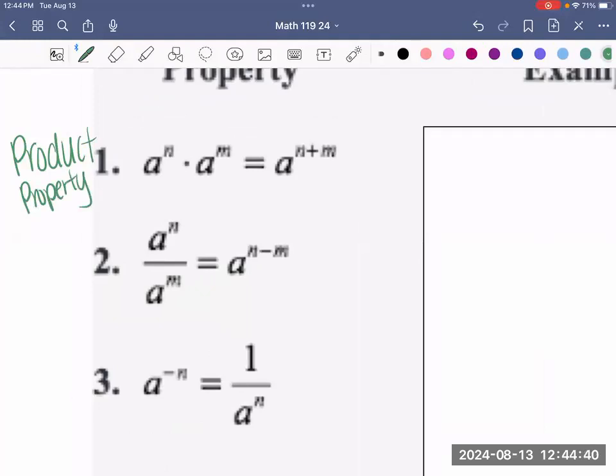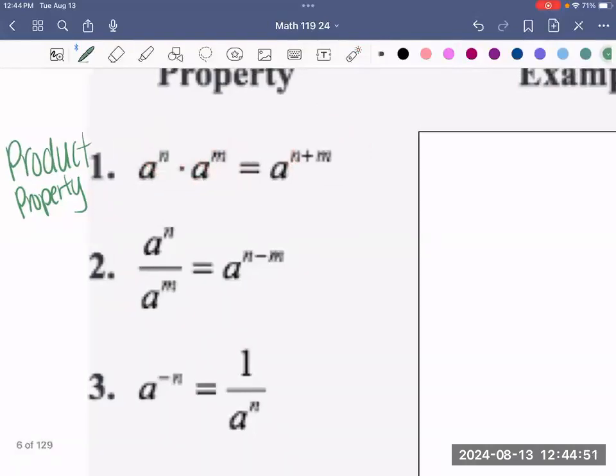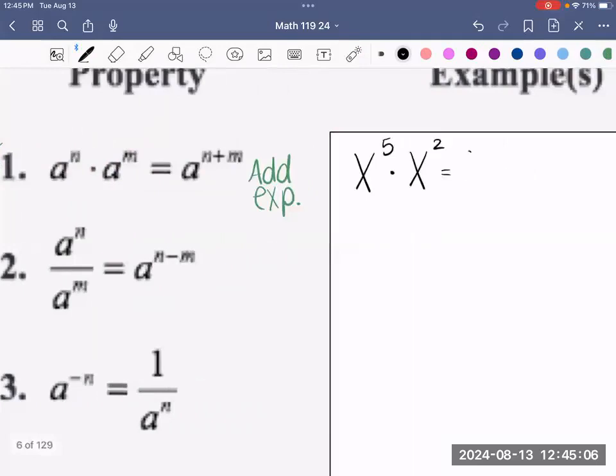The product property, so we get to multiply these bases together, but as we're multiplying your bases together, we are actually doing what to your exponents? So we are adding your exponents. So add exponents. So for example, if we had x to the 5th times x squared, that will make x to the 7th.